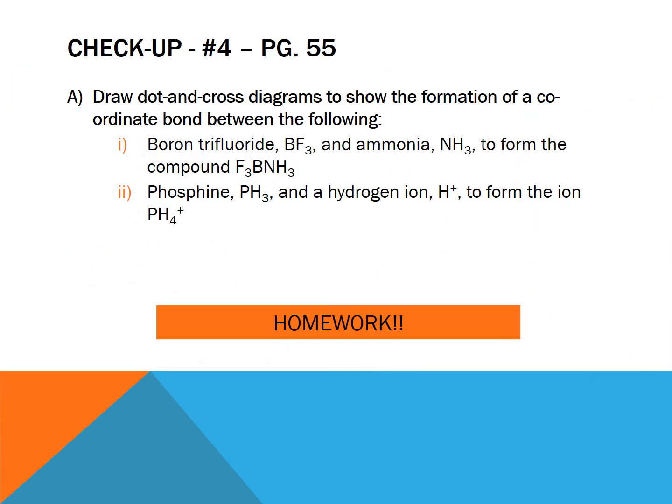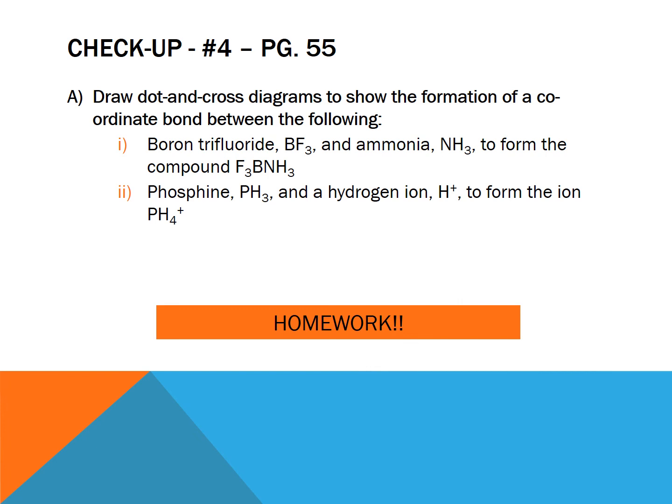All right, homework question number 3. Draw dot cross models of boron trifluoride and ammonia to form F3BNH3, and then phosphine with a hydrogen ion to form NH4+.